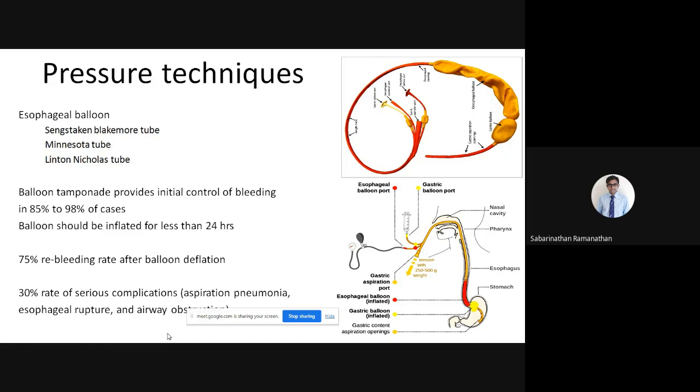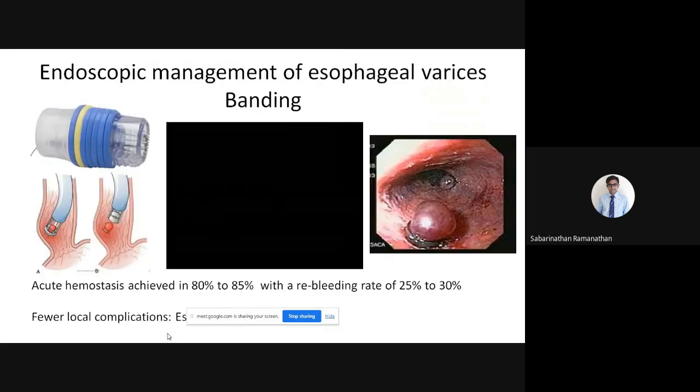But still, we can use it as a bridging therapy, where you have a patient with upper GI bleed, a massive bleed. When you are referring the patient to a tertiary care hospital, you can apply the Sengstaken Blakemore tube, and you can send the patient to the hospital. So that will have a tamponade effect that reduces the patient mortality. At the same time, it is also associated with risks like aspiration pneumonia, esophageal rupture, and airway obstruction. So one should be very careful when you apply a Blakemore tube.